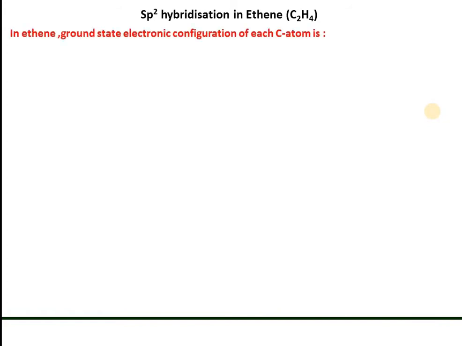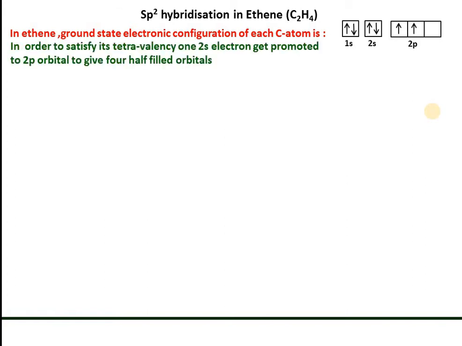In the ground state, the electronic configuration of the carbon atom is 1s2, 2s2, 2p2, and in ethene each carbon is going to form 4 bonds, therefore it must have the same number of half-filled orbitals. So in order to satisfy its tetravalency, that is to form 4 bonds, carbon will promote one of its 2s electrons to the 2p orbital and will get 4 half-filled orbitals like this, which is the excited state. And we have already studied in rough work that in ethene each carbon has sp2 hybridization, that means one 2s and 2p orbitals will undergo hybridization.